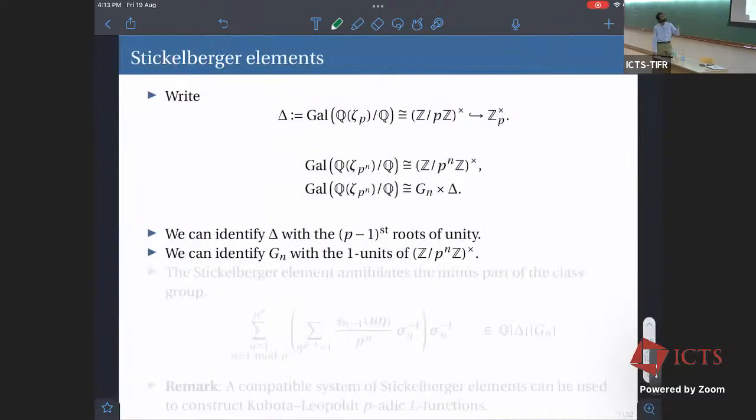And then we have G_n, which is the p part. The p part inside (Z/p^nZ)^× is just the set of all 1 units. So it's everything of the form 1 plus px.